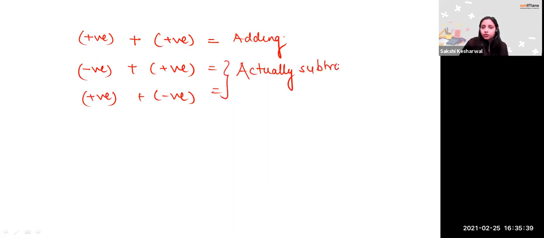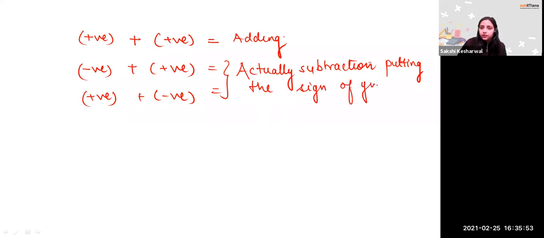Then what will you be doing? You will be subtracting and putting the sign of the greater absolute value. Greater absolute value means what? If I say the absolute value of -3 and the absolute value of 1, it equals 3 and it equals 1. Absolute value doesn't consider any sign. So the absolute value of -12 is 12, and the absolute value of 12 is still 12, but sign doesn't matter.